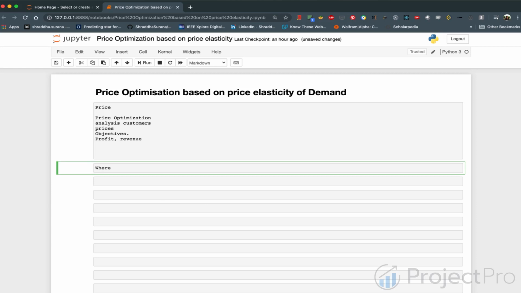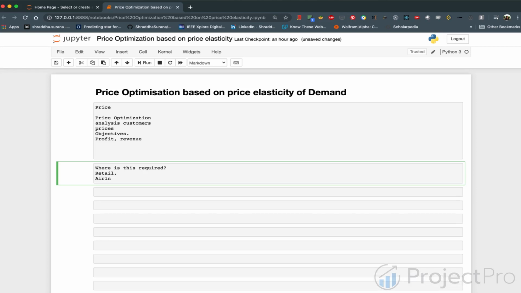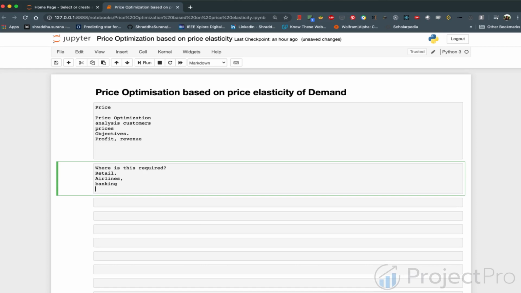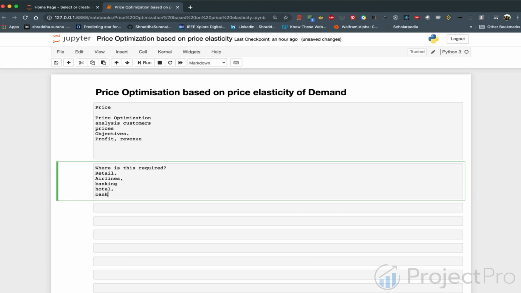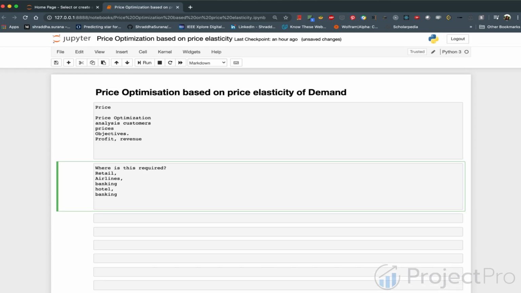One of the key questions to ask is, where is this required? Price optimization is required inevitably in any industry that you can think of and in any business. This includes retail, airlines, banking, hotel industries. In almost all industries or businesses, there are usually a few dedicated individuals who look into the pricing and price optimization. But not only big organizations and stores, but also your local stores.